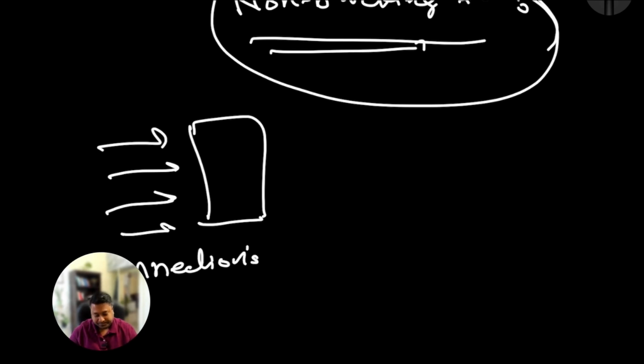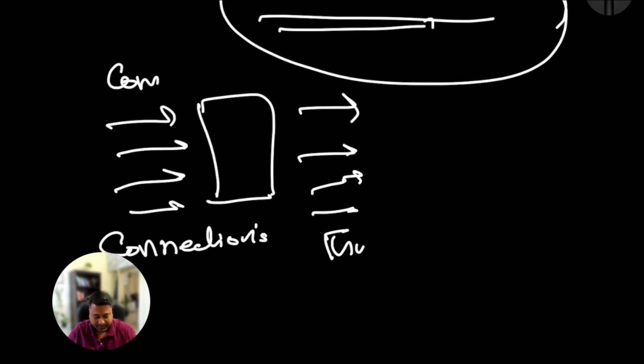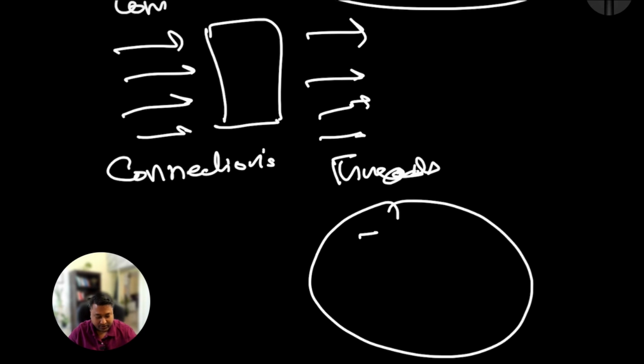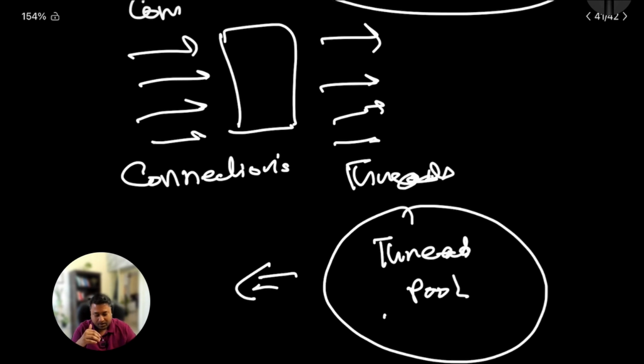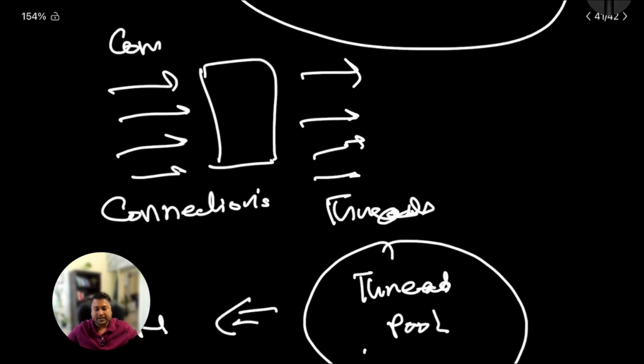Now let's say all these connections convert to threads here, right? All these threads have been picked from a thread pool. So it's a thread pool. Now your thread pool will be of a number n, correct? Now let's say you want a bigger thread pool.